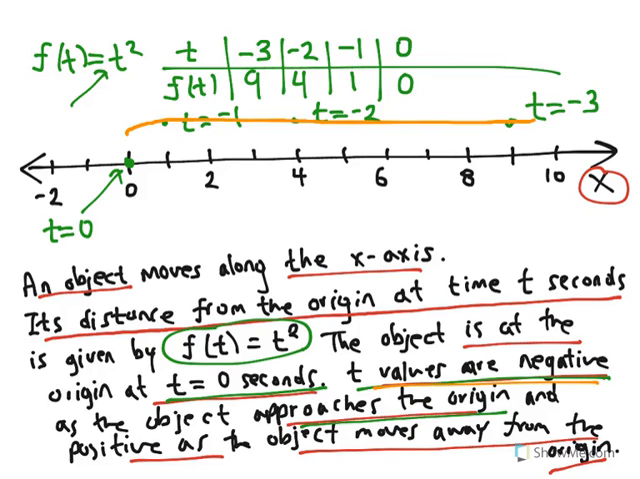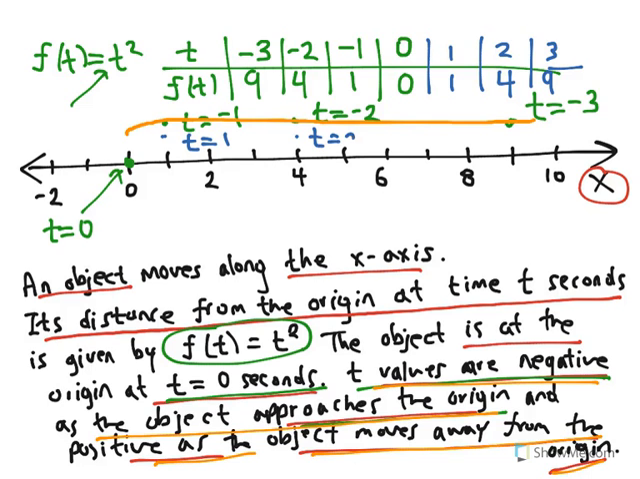So t values are negative as the object approaches the origin, and positive as the object moves away from the origin. So when t is equal to 1, we have 1 squared. When t is equal to 2, we have 2 squared is 4. When t is equal to 3, we have 3 squared is 9. So when the t values are positive, the object begins to move away from the origin. When t is equal to 1, we would be here. When t is equal to 2, we would be here. And when t is equal to 3, we would be here.